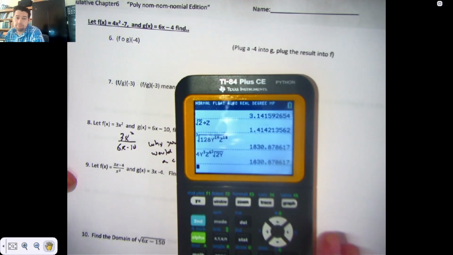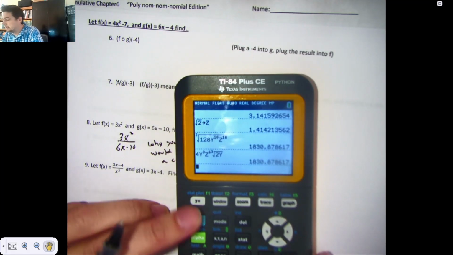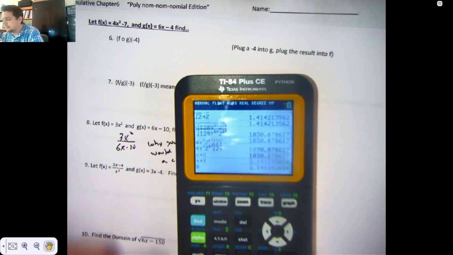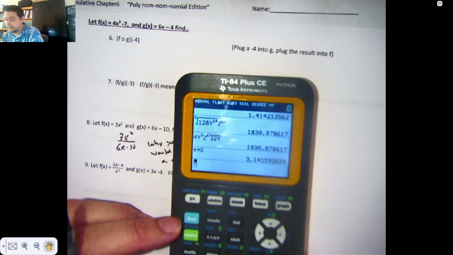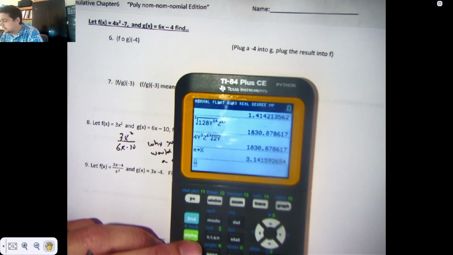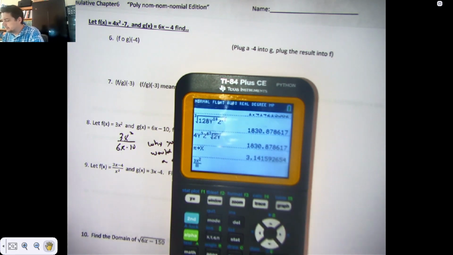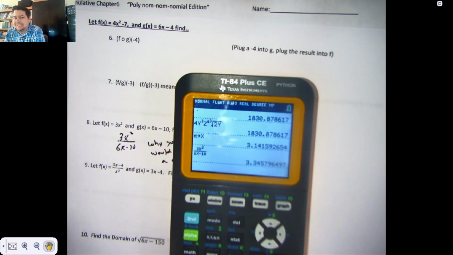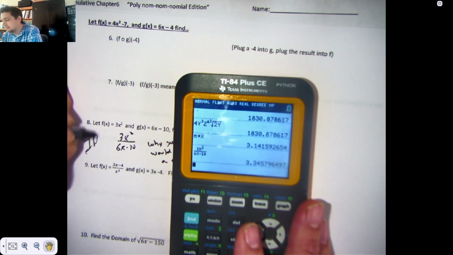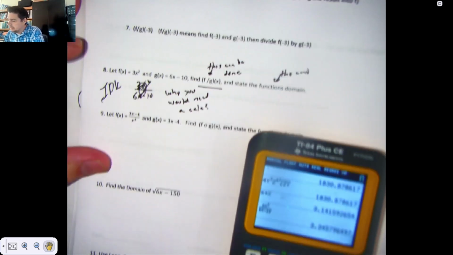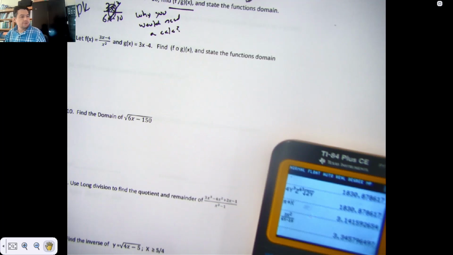You could just take something funky again, like a pi, store it to x, hit Math, number, numerator over denominator, 3x to the 2nd over 6x minus 10. And like I said, that's it. So I don't know. It's not like it's going to be simplified or anything. All right, you can check your work with long division.